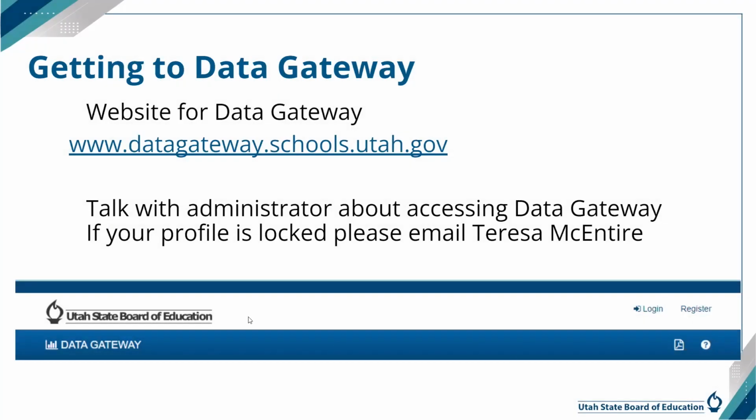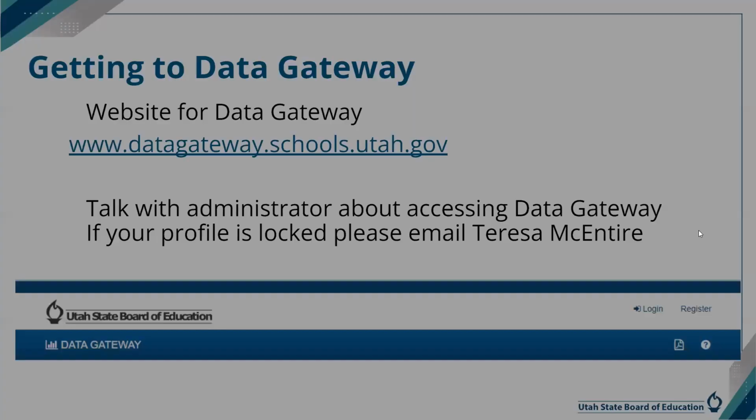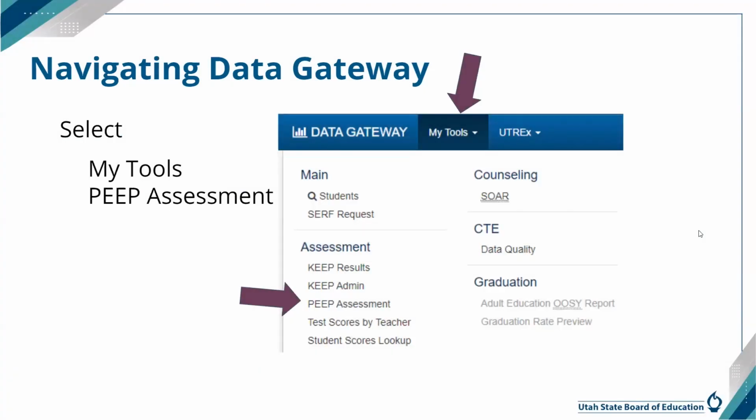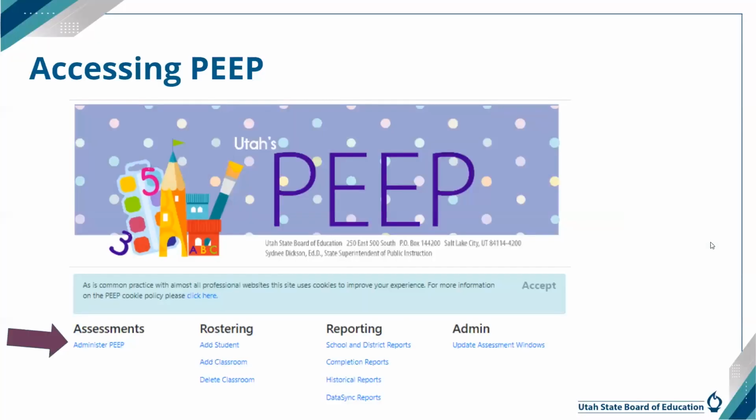When we're putting data into the Data Gateway, this is the website address. And if your profile is locked at all, please email me and I can unlock your profile and give you access to the Data Gateway if you need that. I won't create your access, but I can unlock your profile for you. So in order to administer, you go into My Tools on the Data Gateway, you'll select the PEEP assessment, and then you will select Administer PEEP.